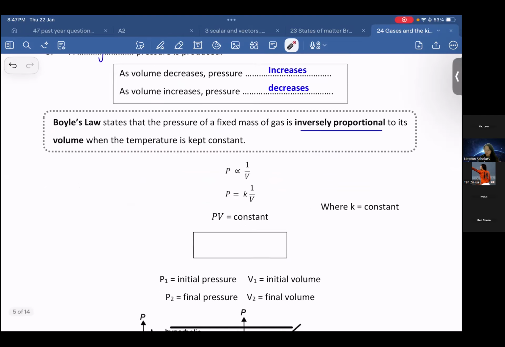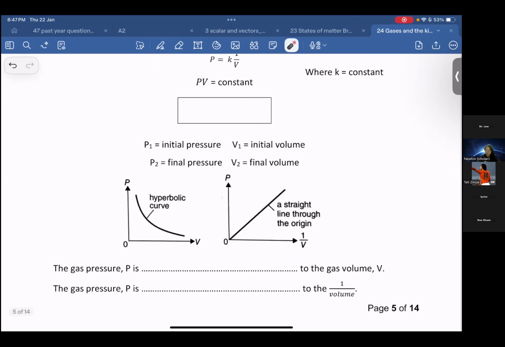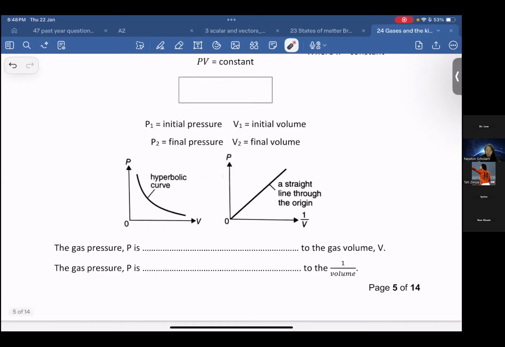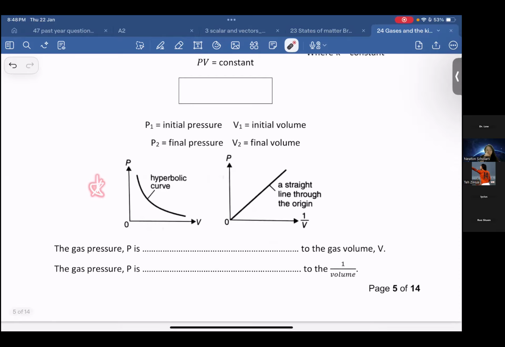Okay, inversely proportional. So this one, you see the graph here. This is called inversely proportional. Volume becomes bigger. Let's say here is 10, here is 1. When volume becomes bigger, pressure becomes low. Here, volume is big, so the pressure is low. When volume is small, pressure becomes high. So after they sketch it out, they found that the graph is like this. Okay, you need to know the pattern of the Boyle's law graph.